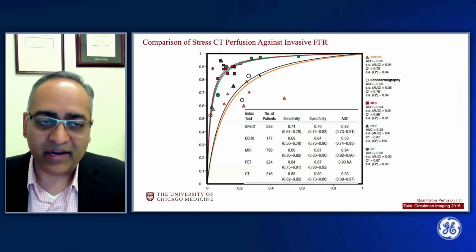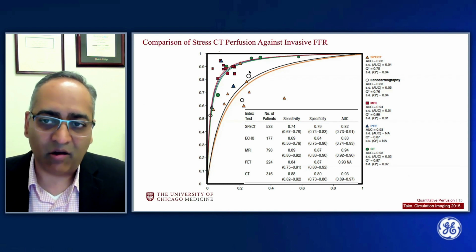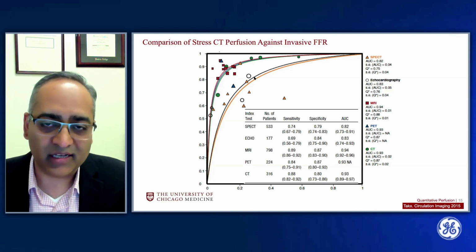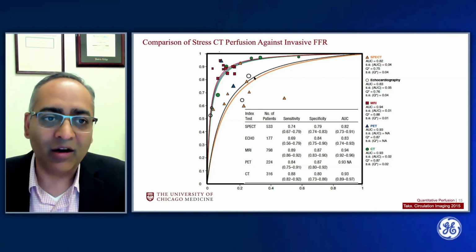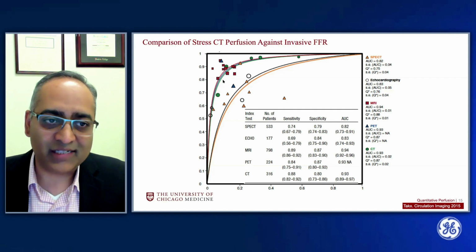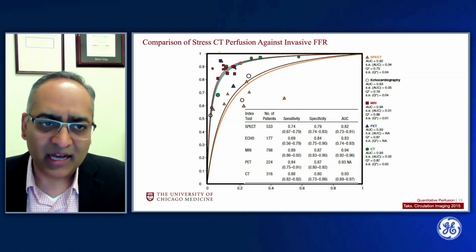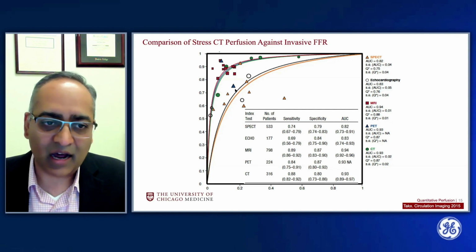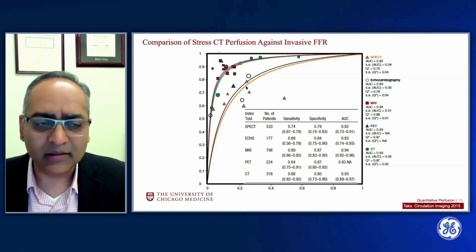Now, here's a meta-analysis comparing all of the different non-invasive stress testing techniques that are now available against the reference standard of invasive FFR. And what you can see is that stress CT perfusion performs as well as stress MRI and stress PET. And all three of these newer techniques are outperforming stress echo and stress SPECT.